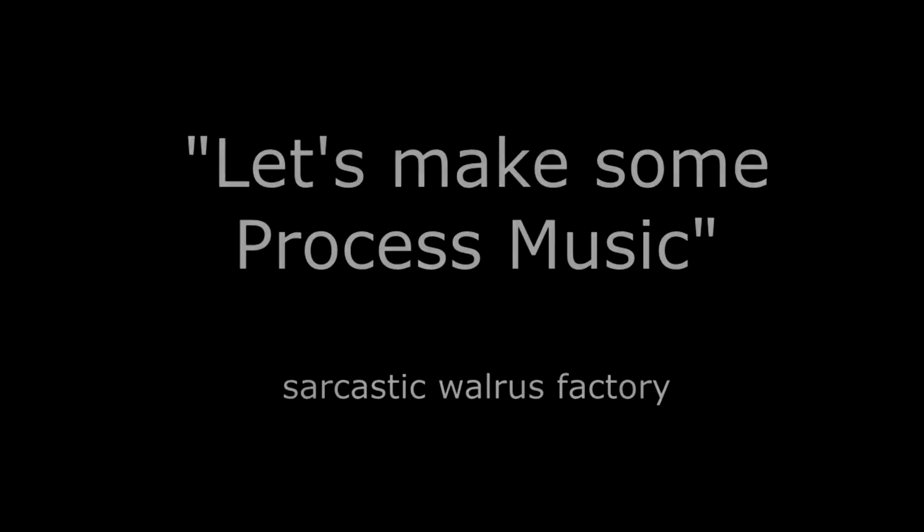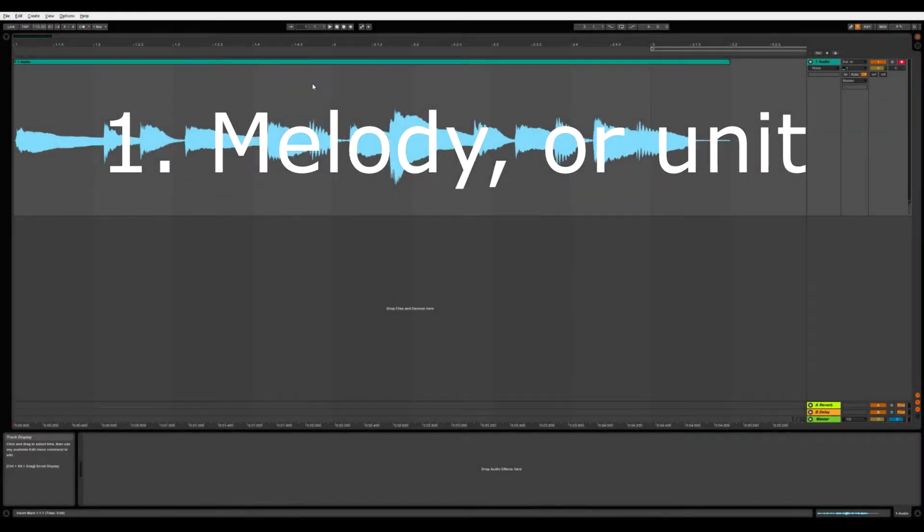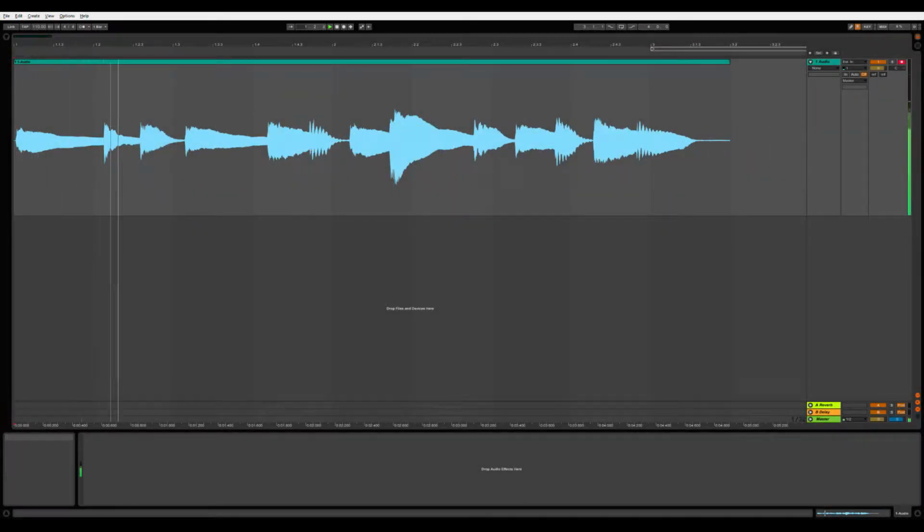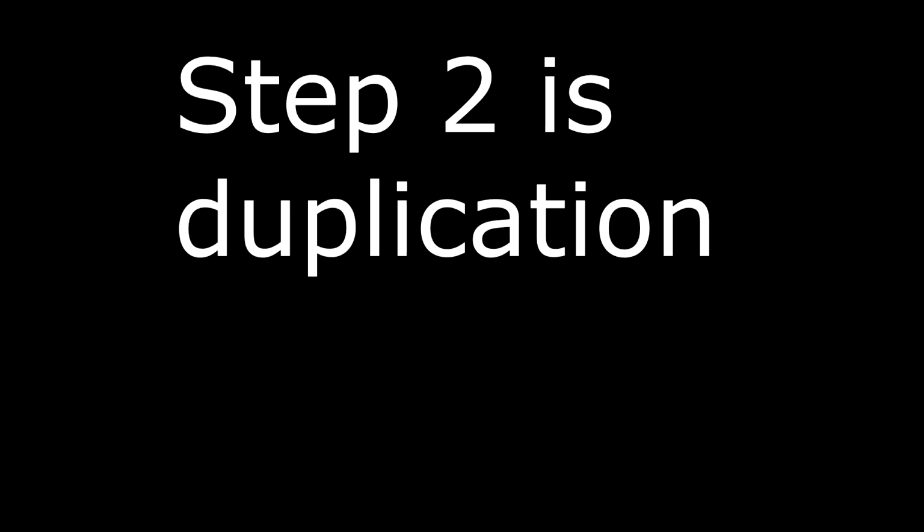The first thing you need to make this kind of process music is a melody. Here is my melody. Welcome to meme culture. Here's step 2. Step 2 is duplication.